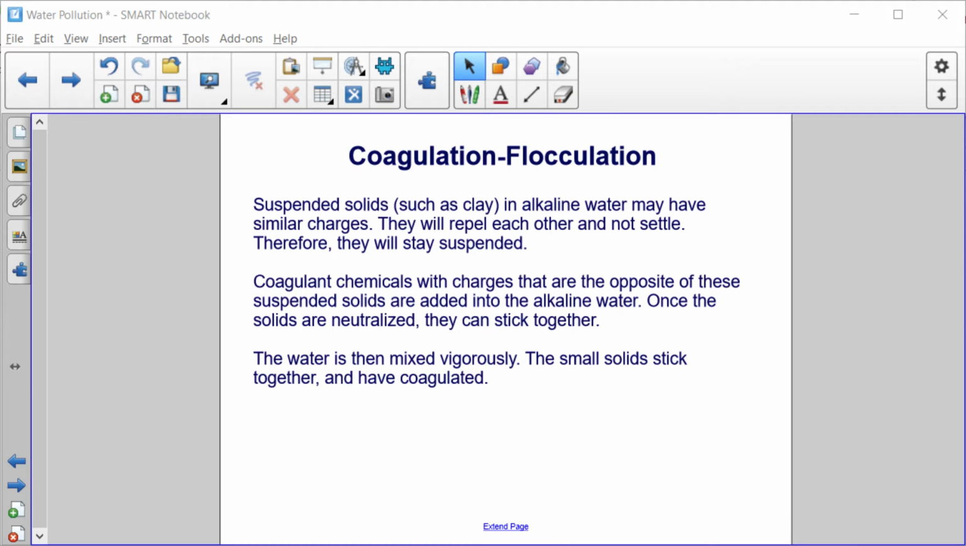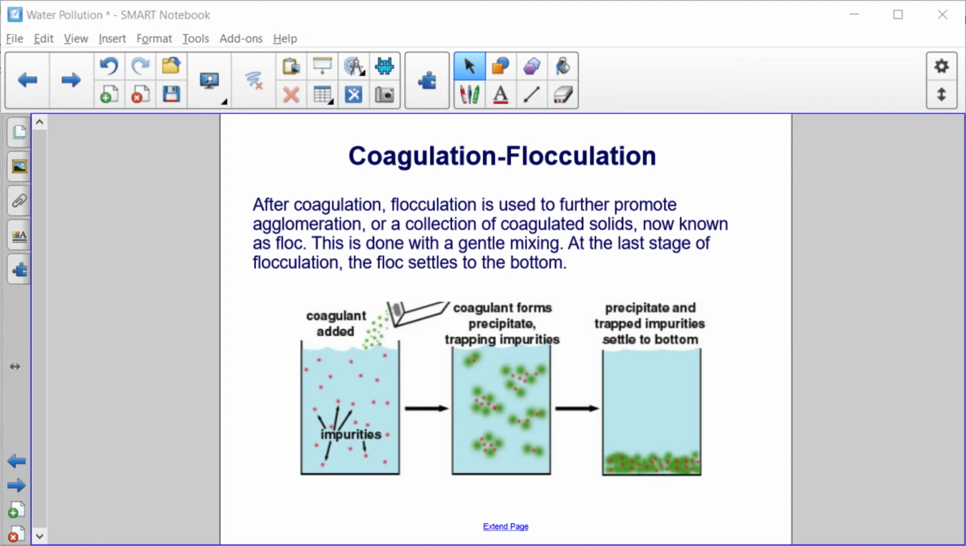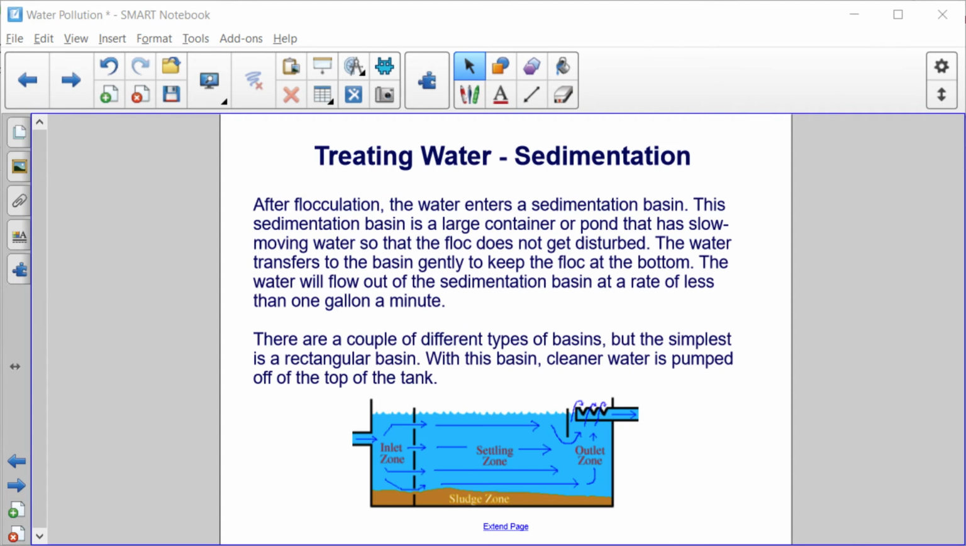The water is then mixed vigorously. The small solids stick together and have coagulated. After coagulation, flocculation is used to further promote agglomeration, or a collection of coagulated solids, now known as floc. This is done with a gentle mixing. At the last stage of flocculation, the floc settles to the bottom, as you see in this final image here.